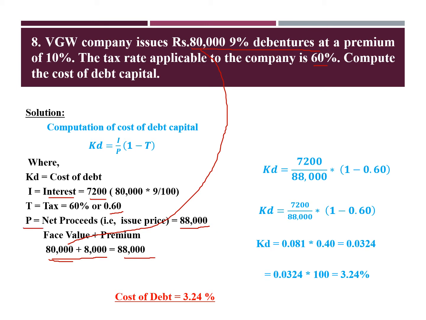Now when I substitute over here, the interest 7,200 is here, 88,000 is here, into 0.60, that is the tax I have taken from here. So 7,200 divided by 88,000 into 1 minus 0.60. When you multiply, you will get this value. Again, as I've told you, multiply it into 100. So this will be 3.24%. Cost of debt is 3.24.